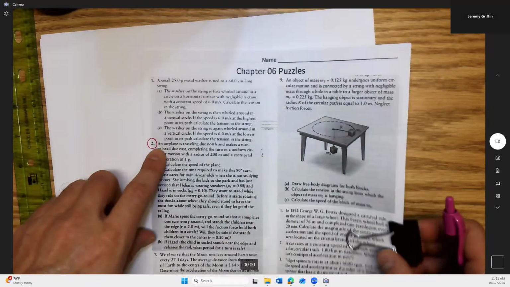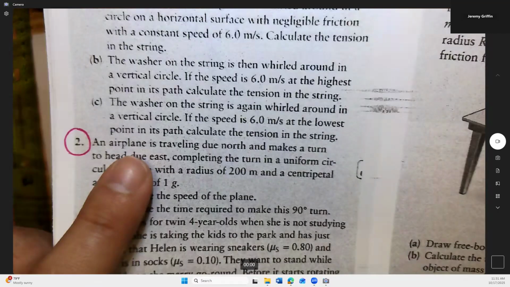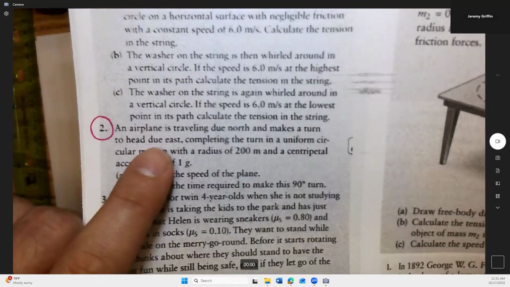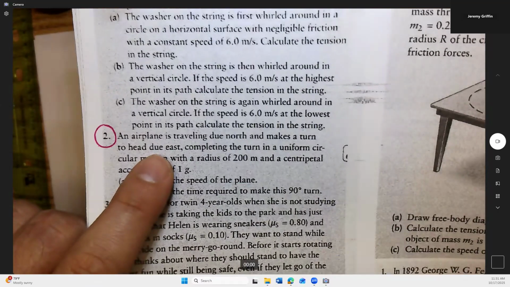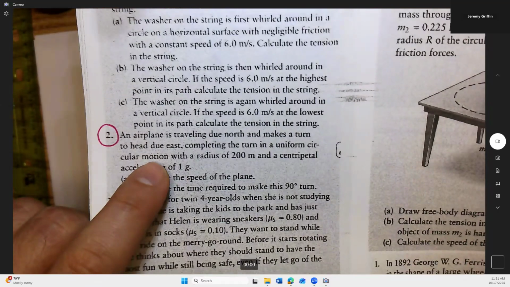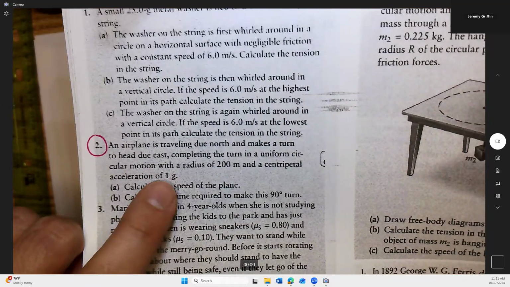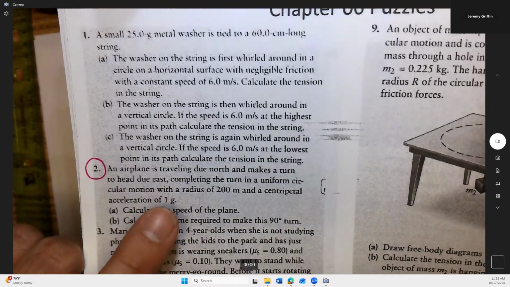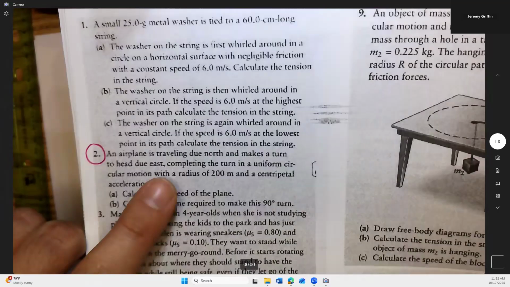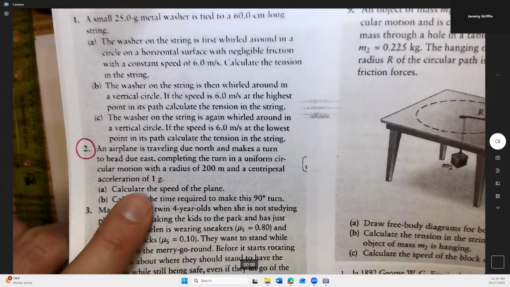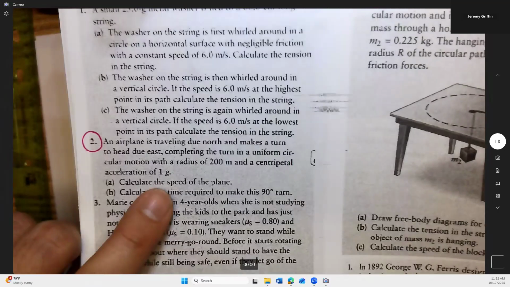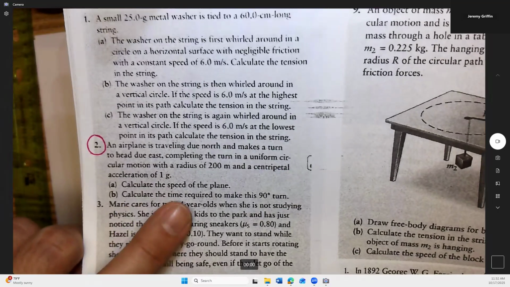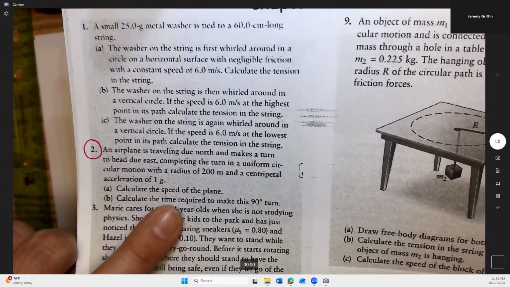So number two, an airplane is traveling due north. It makes a turn to head due east, completing the turn in a uniform circular motion with a radius of 200 meters and a centrifugal acceleration of 1g. Once they give you that last detail, combined with everything else, the radius and so on, you can calculate everything else that you want, like the speed of the plane, how fast the plane is going to achieve that outcome. Also, how much time does it take to make that 90-degree turn to go from north to east?